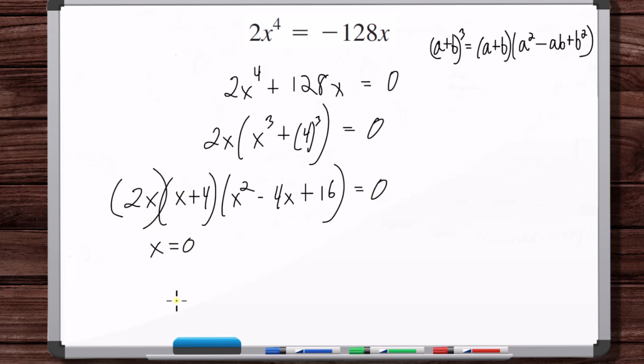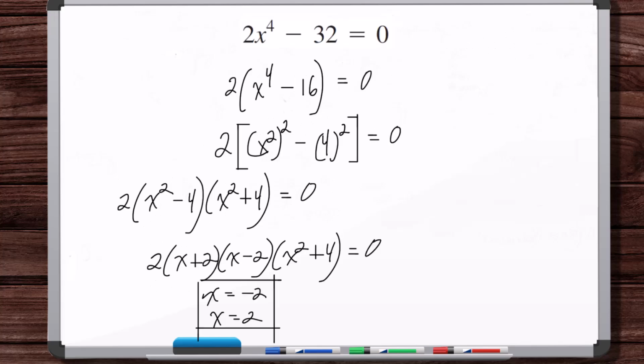So x is equal to 0 is one solution. X is equal to minus 4 is another solution. And here we need to solve this quadratic equation, x squared minus 4x plus 16 is equal to 0. I think they wanted us to include the imaginary solutions here, so we can go ahead and do that. Let's come back. If we say x squared plus 4 is equal to 0, x squared is equal to minus 4, square root property, so x is equal to plus or minus 2i.